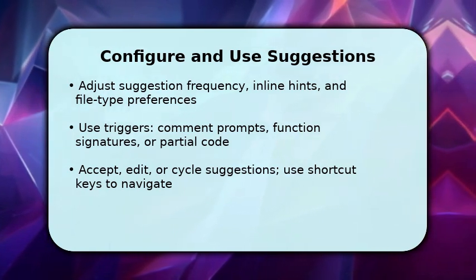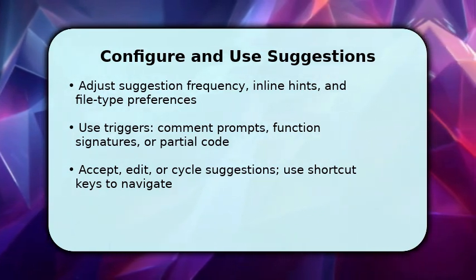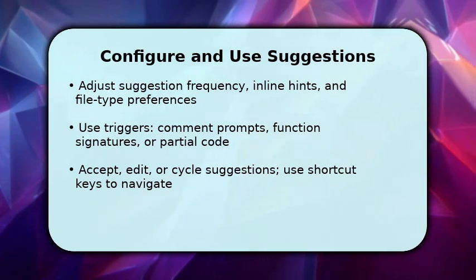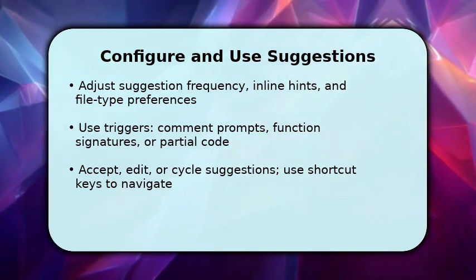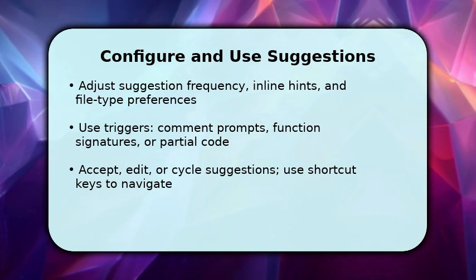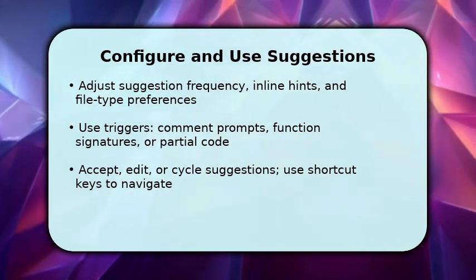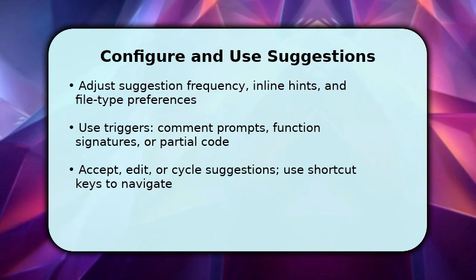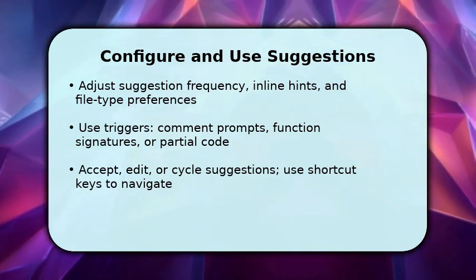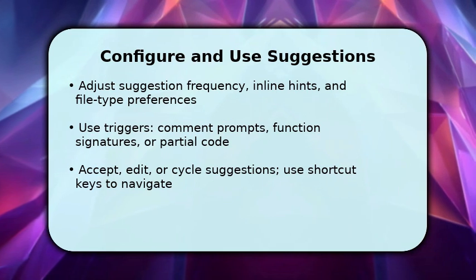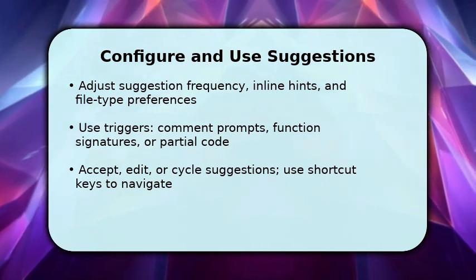Write a clear comment or start a function signature so Copilot understands intent. You can accept a suggestion, edit it, or cycle alternatives with keyboard shortcuts. Make sure to review generated code for style and logic. Copilot learns from context, so more precise prompts yield better results. Once comfortable, integrate suggestions into tests and commits.